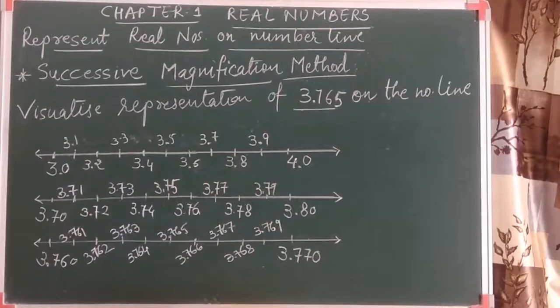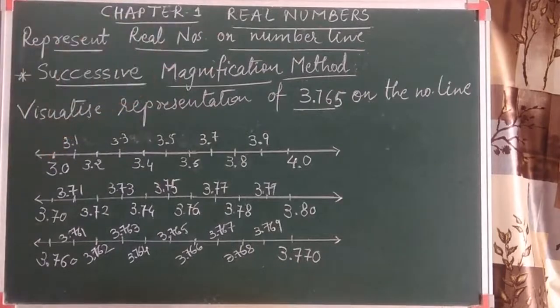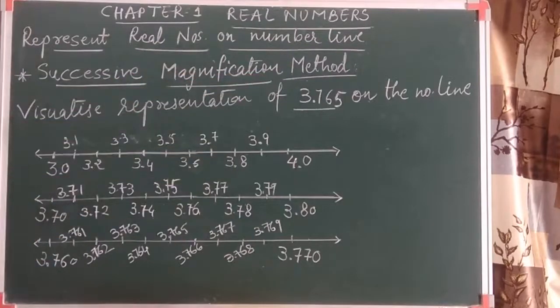Let's see the new topic. The topic is that we have to represent real numbers on a number line. We have already seen in the previous lectures how we represented rational numbers on a number line, and root 3, root 2, root 8. Now the method to represent real numbers on a number line is called the Successive Magnification Method. Let's see what this method is.